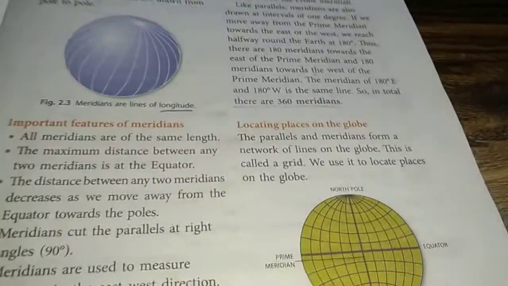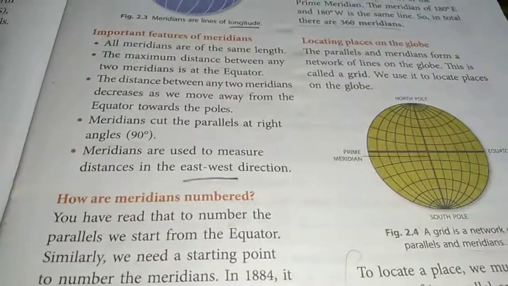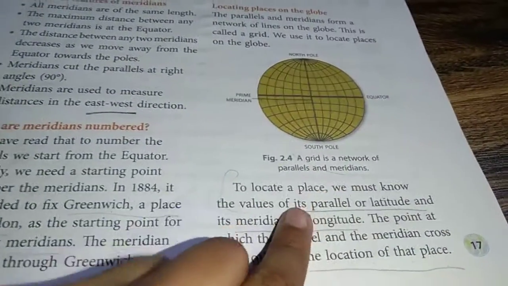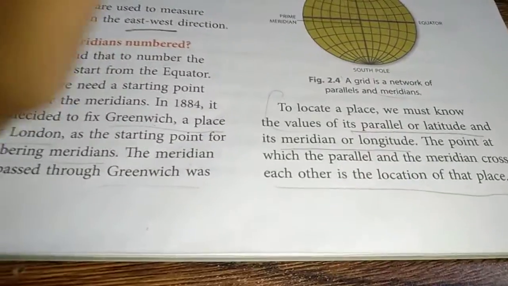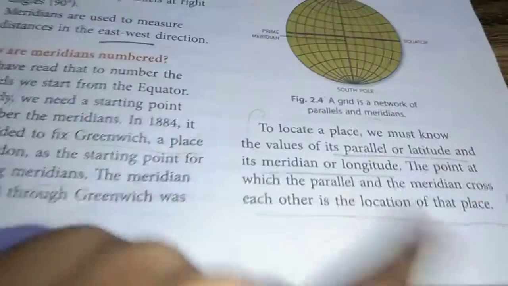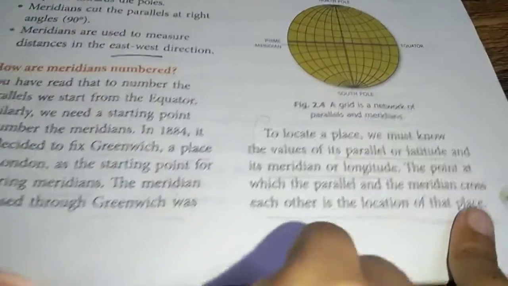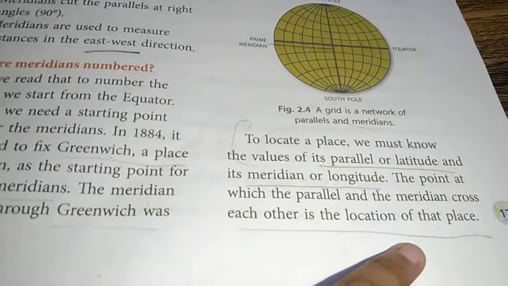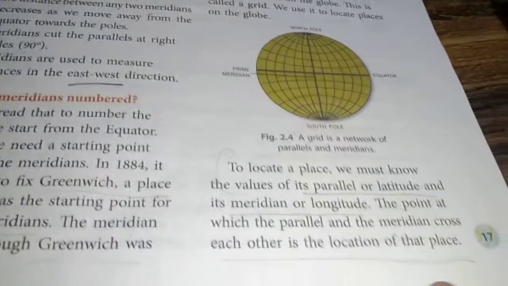So, that's the last point, locating places on the globe. The parallels and meridians form a network of lines called a grid. This is used to locate places on the globe. A grid is a network of parallels and meridians. To locate a place, we should know the value of its parallel, or latitude, and meridian, or longitude. The point at which the parallel and meridian cross each other is the location of that place.